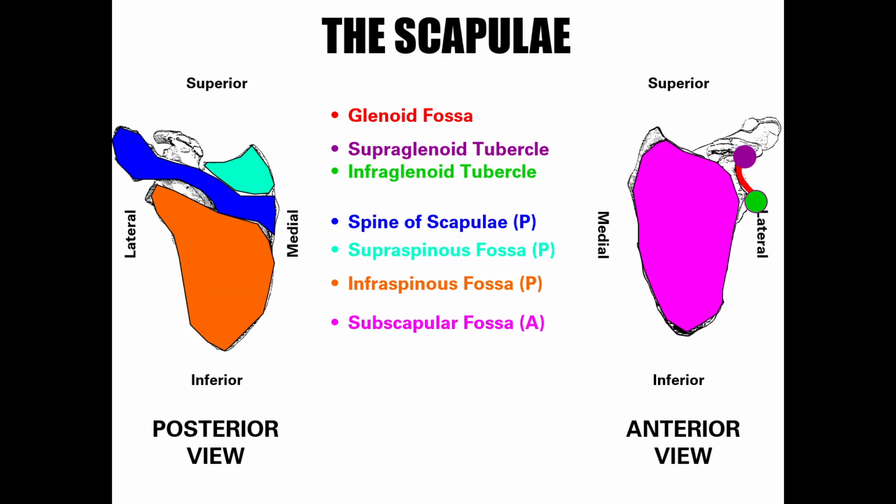Then on the anterior side, we have one large fossa, which is called the subscapular fossa. These are going to be the attachment points for the supraspinatus, the infraspinatus, and the subscapularis muscles, which make up the rotator cuff.